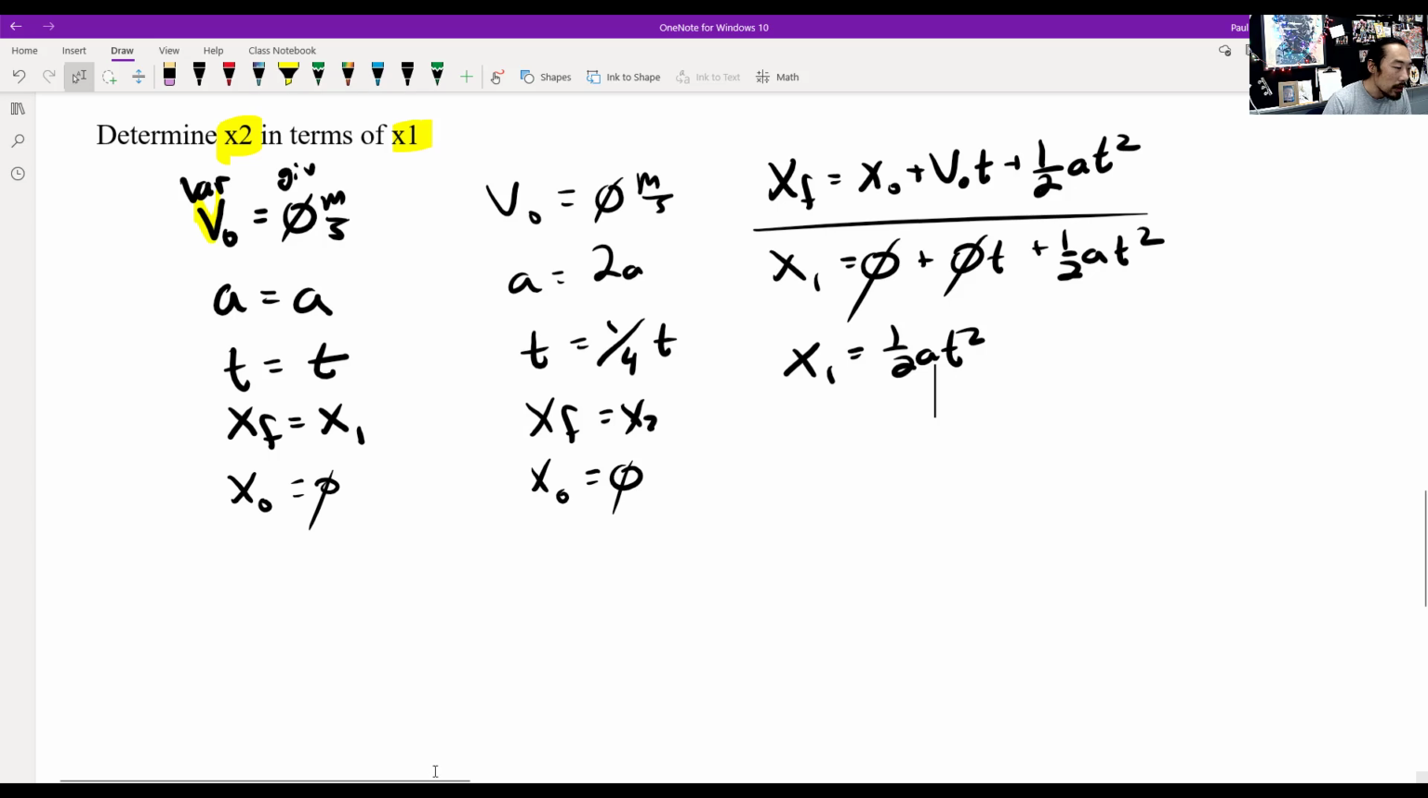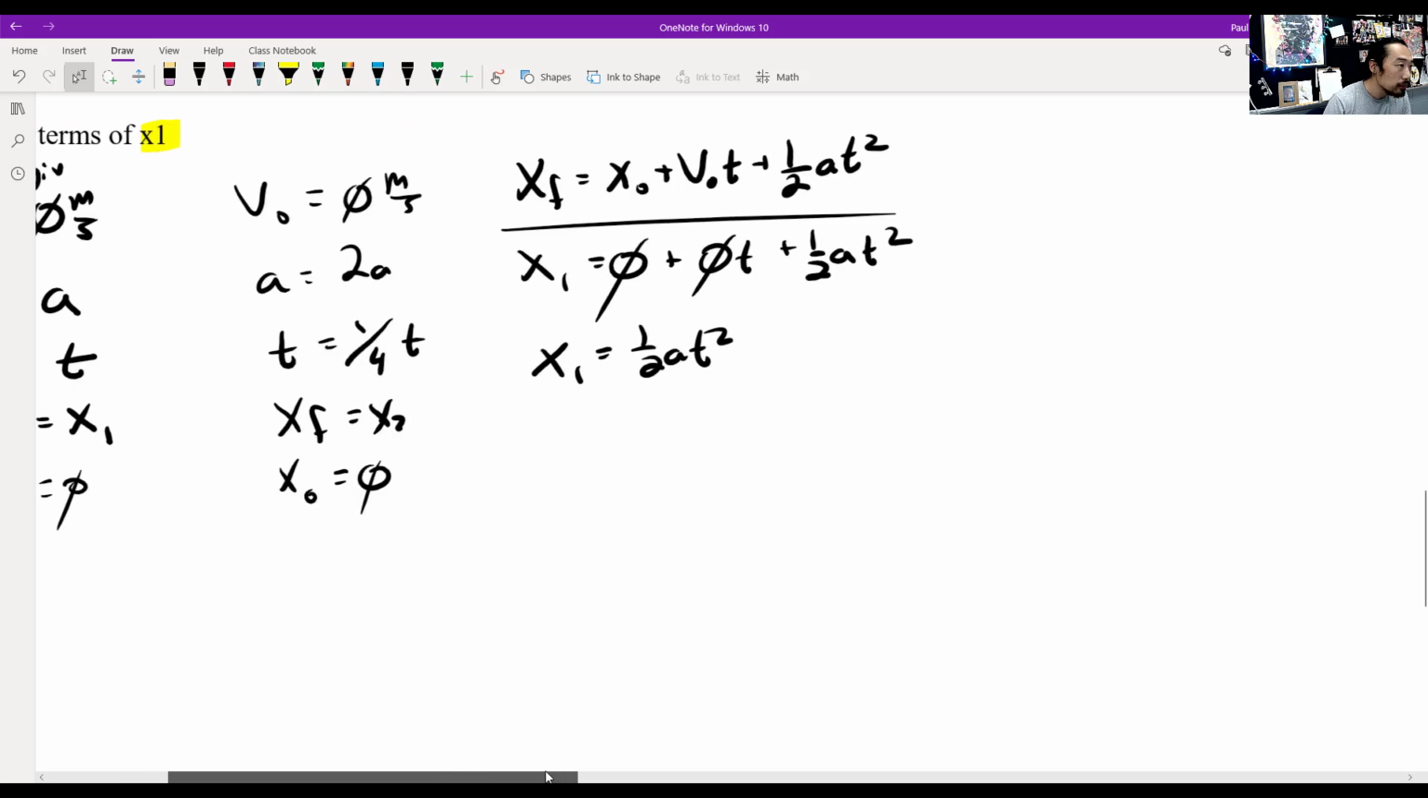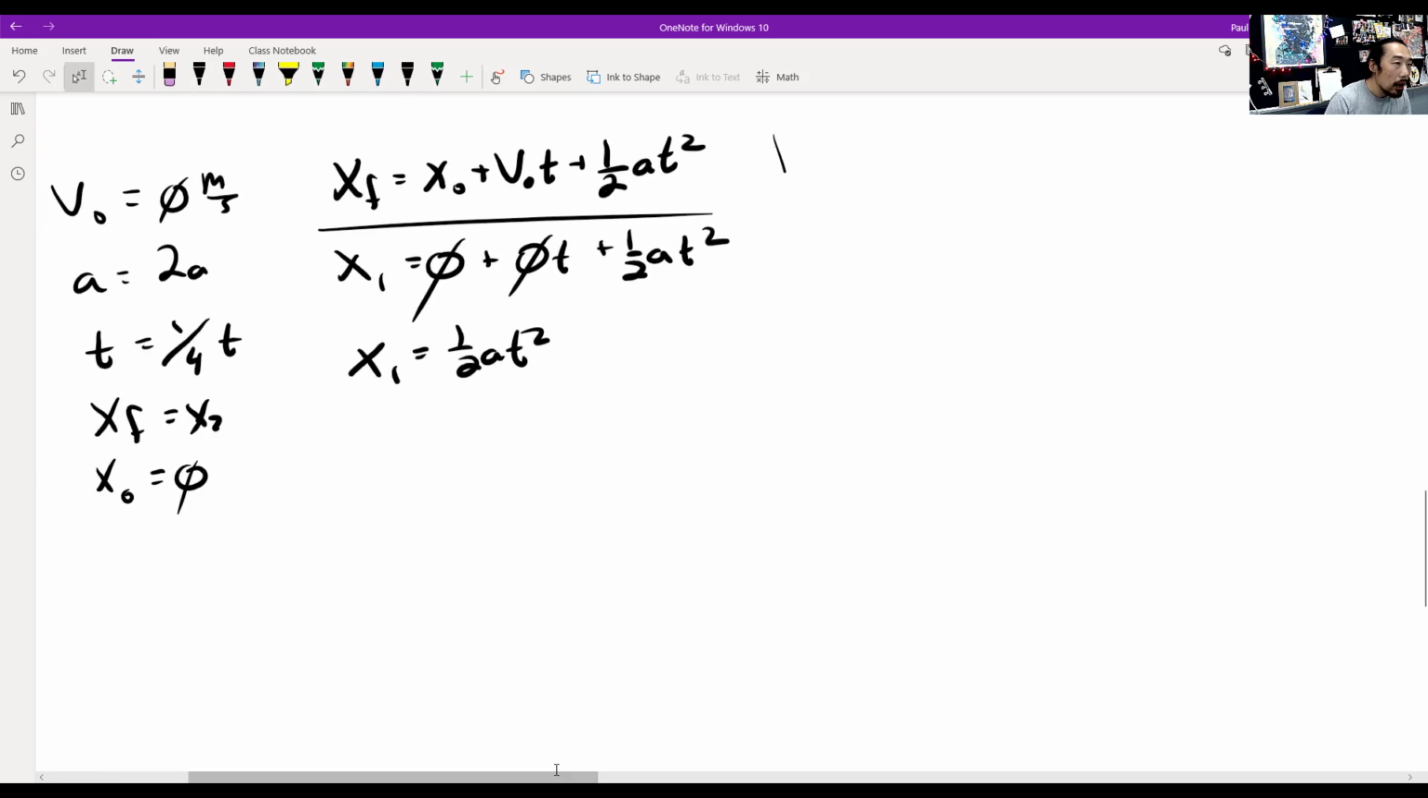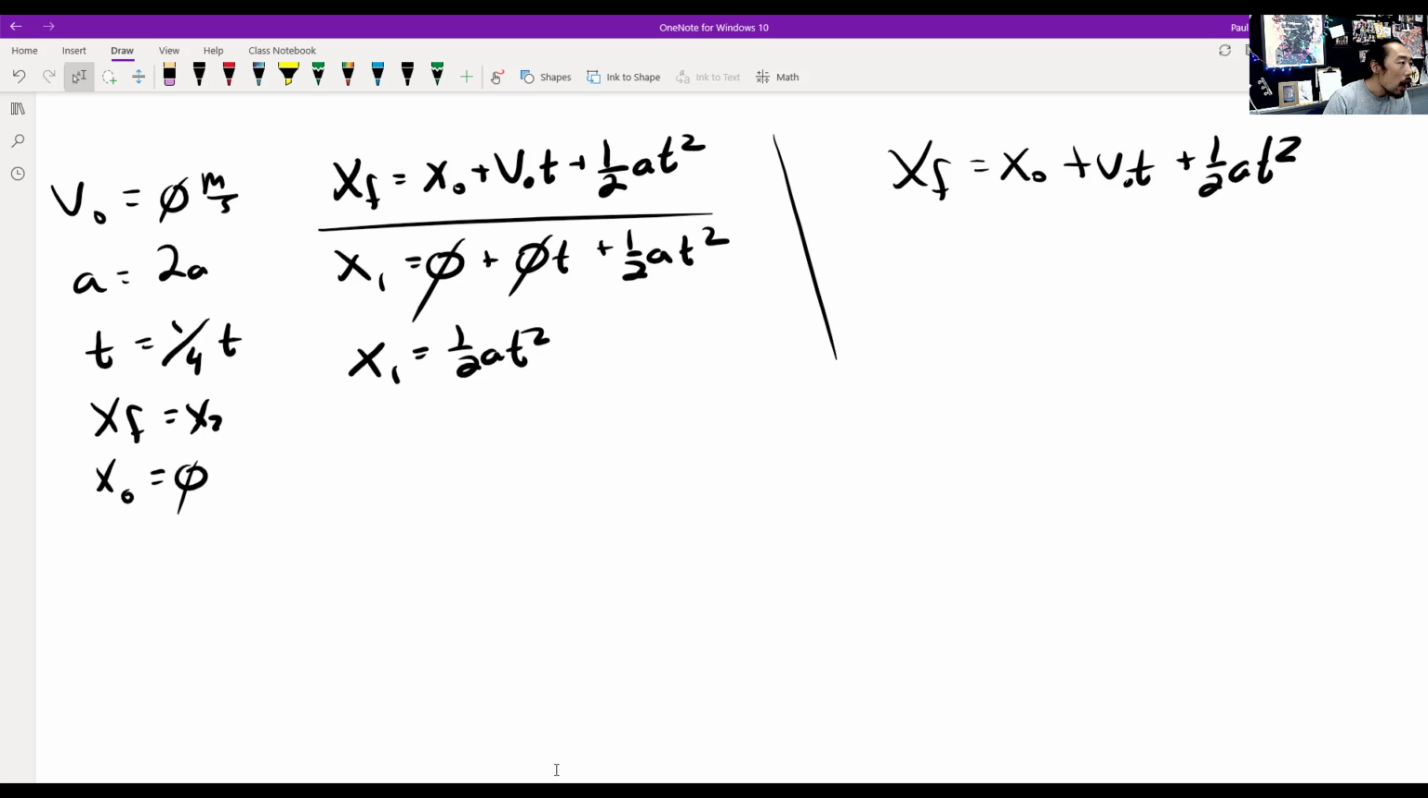Okay, so now let's do scenario 2. Scenario 2 would be the same thing. I'm going to start off with my base formula that I'm going to get from my formula sheet. Our final position is called x2. Our initial position is in fact 0. Our initial velocity is in fact 0.